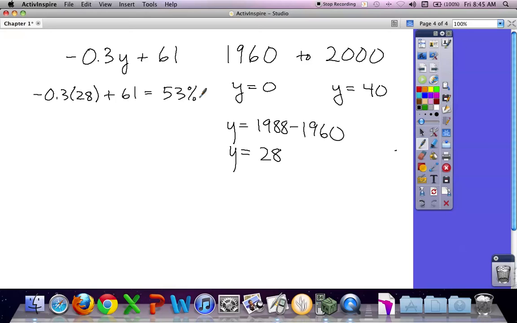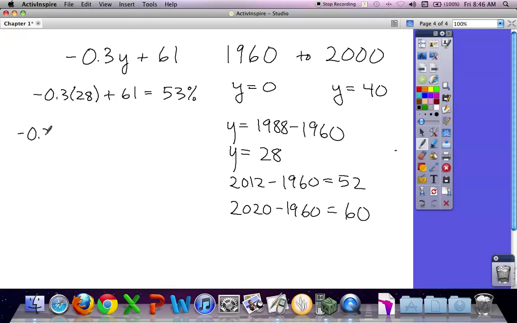The check understanding letter 3A says what percent of eligible voters will vote in 2012 and in 2020. Well, in 2012 minus 1960 is 52, and in 2020, Y will be 60. So that's what you'll substitute in the expression.